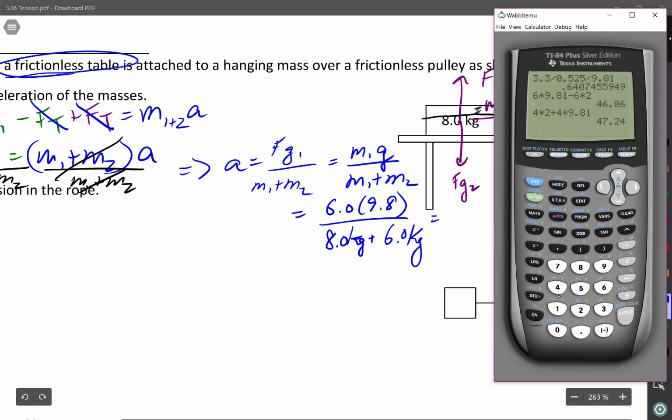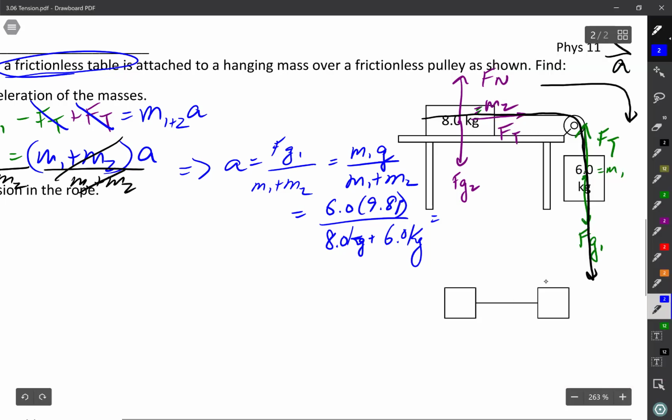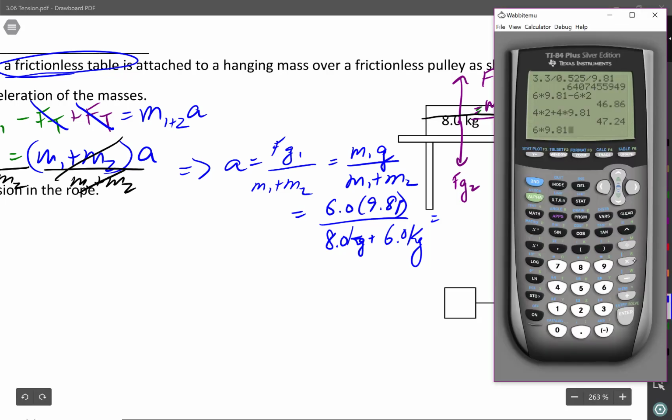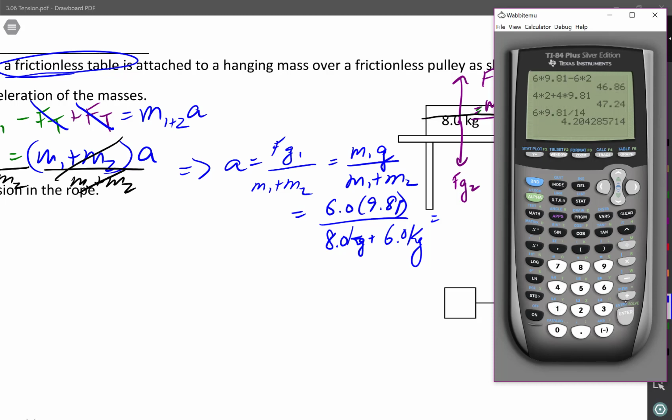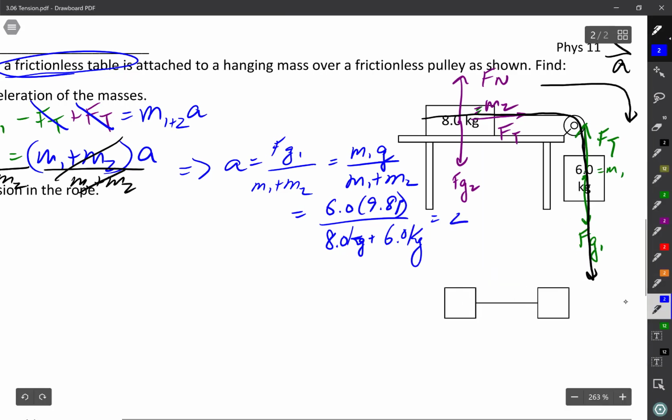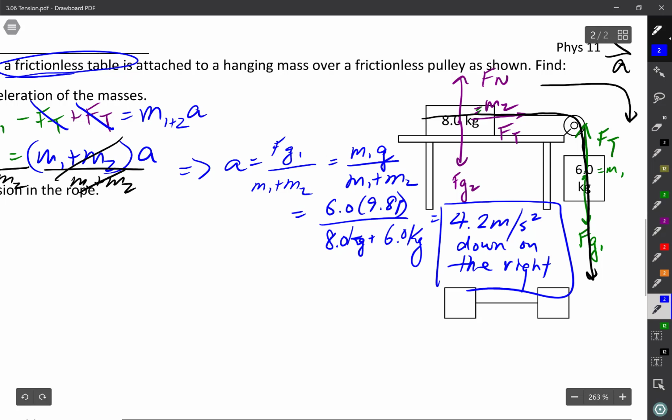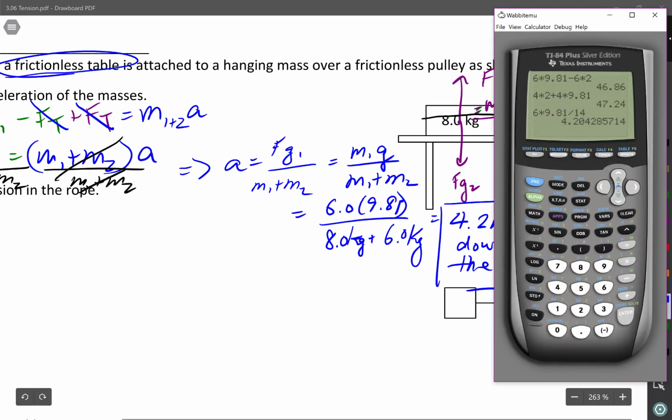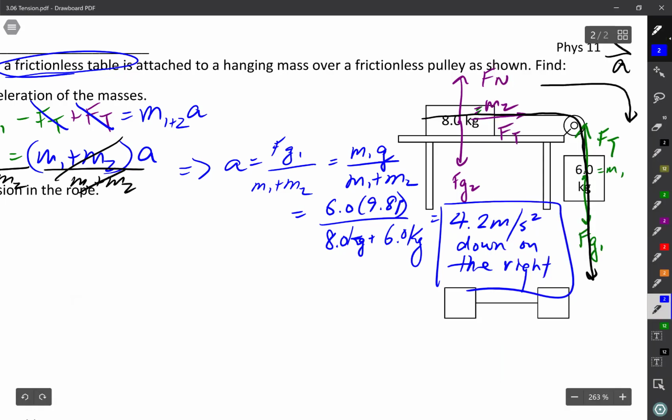That's going to give us 6 times 9.81. Oh, I forgot the 1 there. And divided by, well, at the bottom, the total 8 plus 6 is 14. So divided by 14, which gives us 4.2 meters per second squared down on the right. That's the direction of our acceleration. And I'm actually going to store this number on my calculator so it can come in handy later.